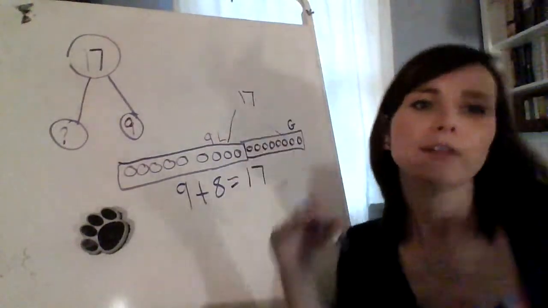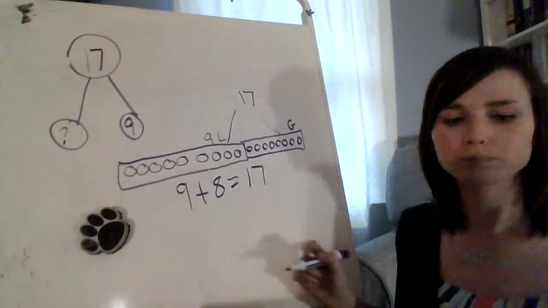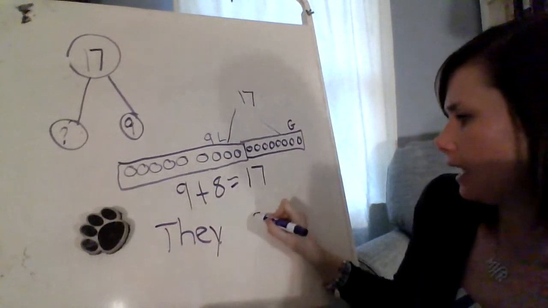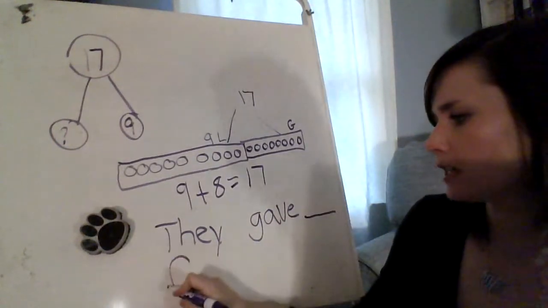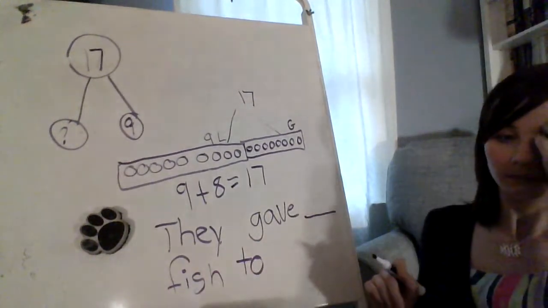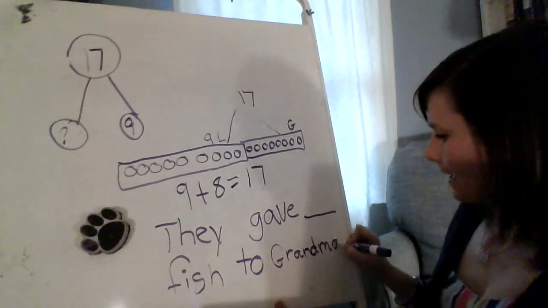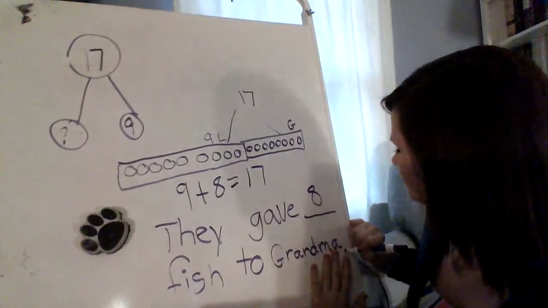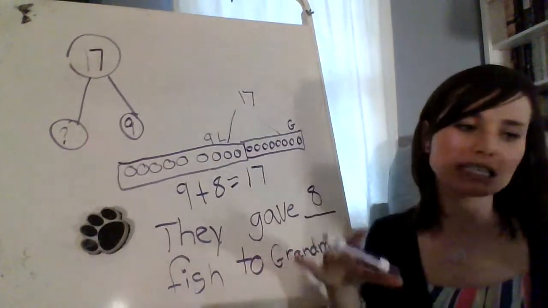Woohoo! Wash my hands, all done? No, we need to write our statement, right? How many fish did they give to Grandma? Your statement's already written, you just have to fill in the blank. They gave blank fish to Grandma. And how many fish did they give to Grandma? 8. Nice job. Alrighty, awesome job. Remember, if you don't have this, you can always pause the video.